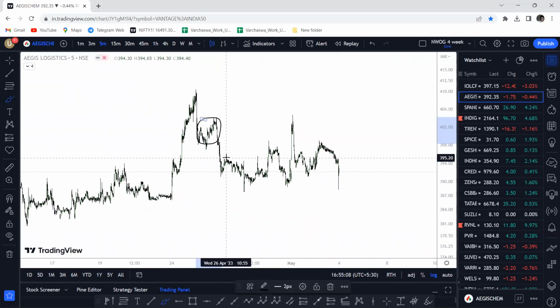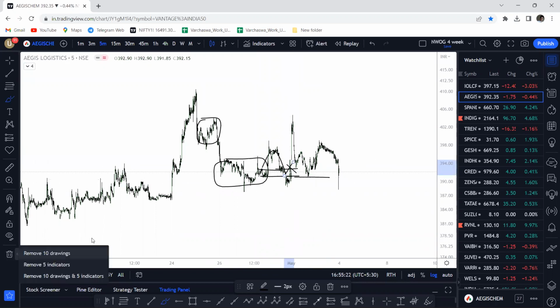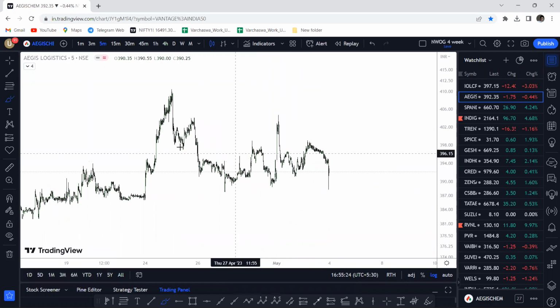At this point, we have consolidations here, and a consolidation here. If you see the demand zone, it did not respect the demand zone right here. Price went below around here again. So these demand zones are not being respected. What will you do at this point?